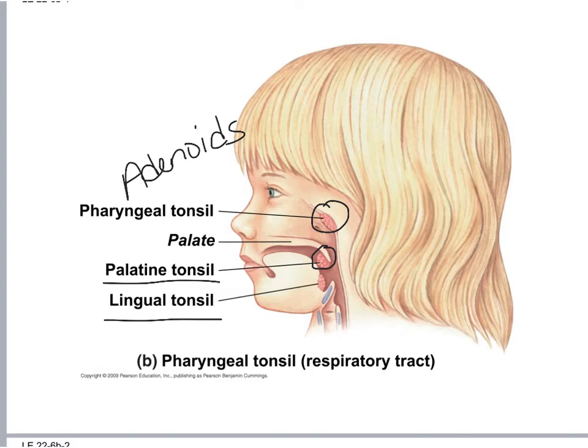And then underneath, at the back of the tongue, we have these tonsils called the lingual tonsils. Again, there's a right and a left. And so this diagram will be on your lab exam. You'll have to identify those.